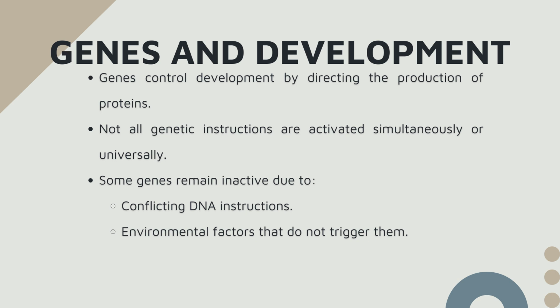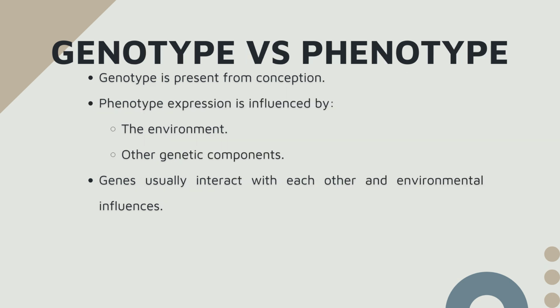However, not all genetic instructions are used at the same time or in every situation. Some instructions may never be activated, possibly because they are overridden by other DNA codes or because environmental factors don't trigger them. Genotype is determined at conception, but its expression into observable traits, phenotype, is influenced by both environmental factors and other genetic components. Scientists continue to uncover more about how genotype translates into phenotype.